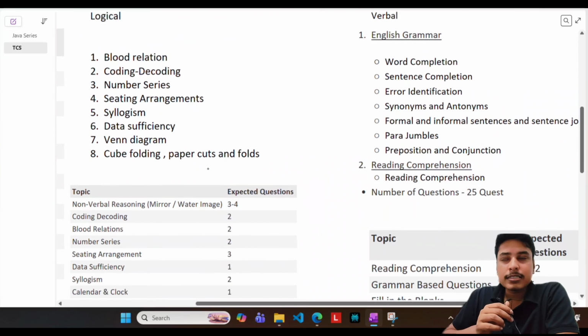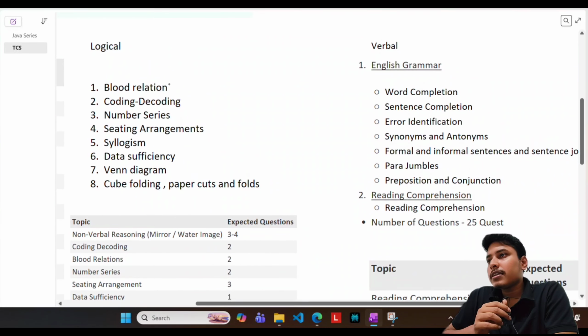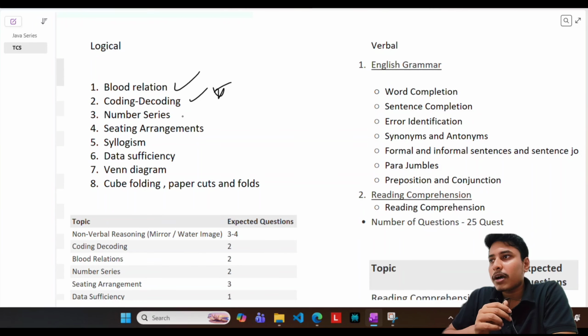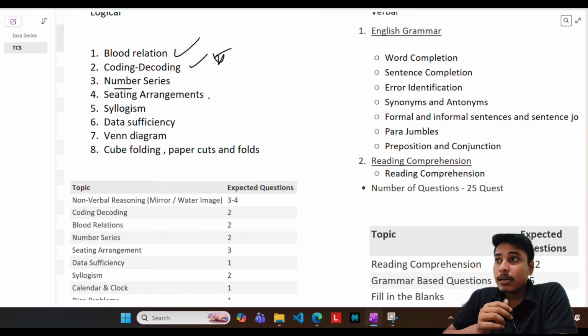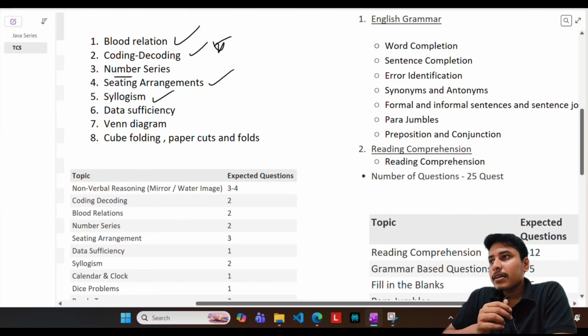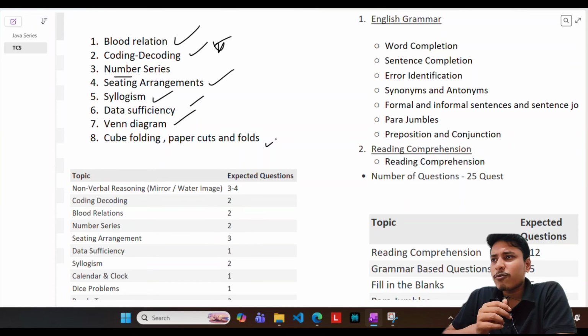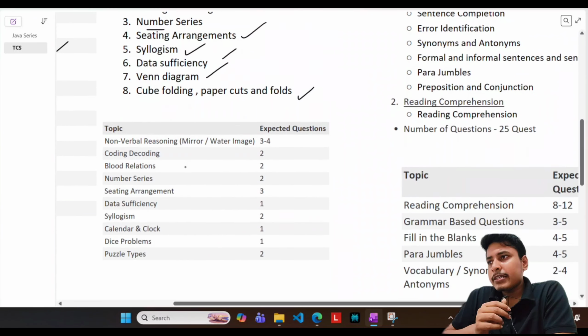And then logical reasoning. Blood relation questions, coding decoding, this is the most important part. There will be a lot of questions from this topic. Number series, seating arrangement, there will be 1 to 2 questions from seating arrangements. Syllogism, data sufficiency, Venn diagram, very, very easy. Cube folding, paper cuts and folds, very, very easy.